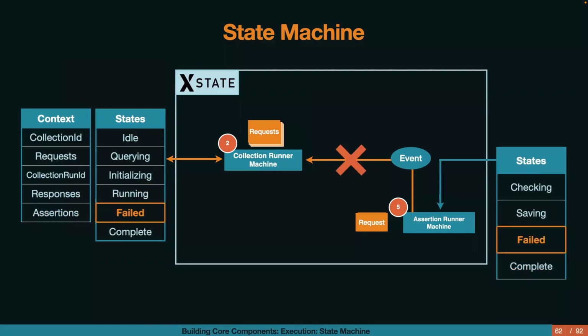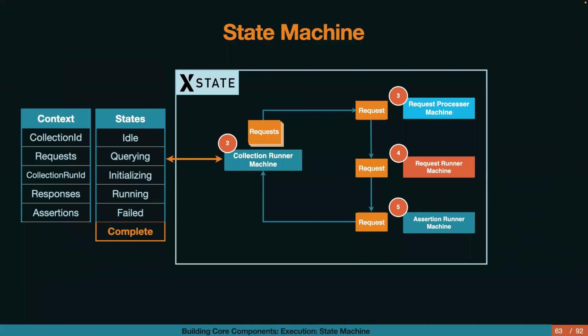Now, let's take a moment and look at how we handled failures. You may have noticed that each state machine includes a failed state. If an assertion does not pass or an error occurs at any point during a state machine's invocation, the parent collection runner machine is notified and enters the failed state. Similarly, if the collection runner machine does not receive an event from a child state machine, the collection runner machine will enter the failed state. At this point, the remaining tests in the collection will not run and an appropriate error message is sent to any interested parties.